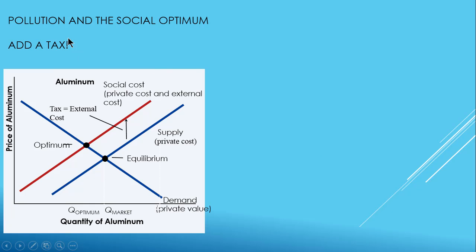So economists say add a tax. Add a tax. There we go. We're going to put this tax here that's equal to external cost. Okay. Remember, we described how we couldn't figure out how large this arrow should be because we didn't know how much the cost should be spread over quantity.